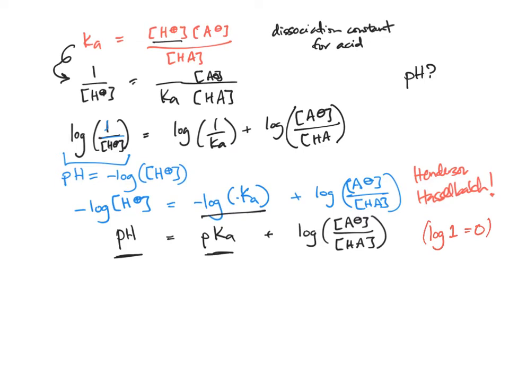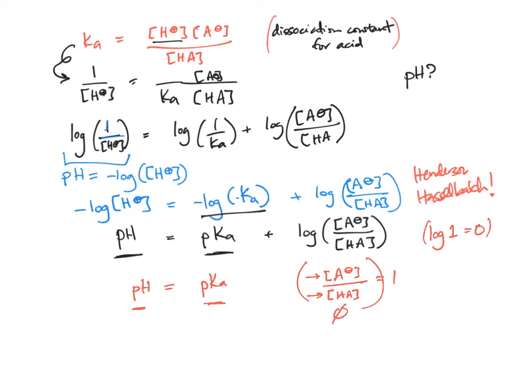I want to point out to you that the pKa, or this value for our dissociation constant for an acid, the pKa is equal to the pH of the solution when the concentration of acid and the concentration of conjugate base are equal to 1. When the conjugate base and the acid are present in equal amounts, this value becomes 0, and pH and pKa are the same.